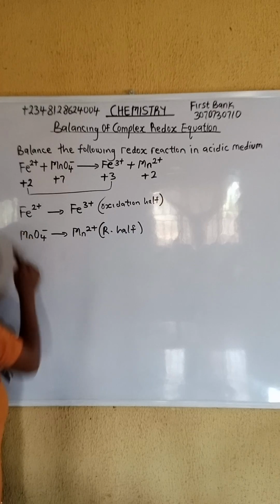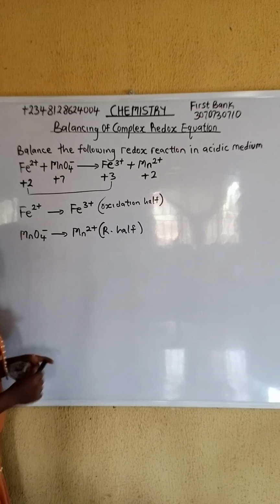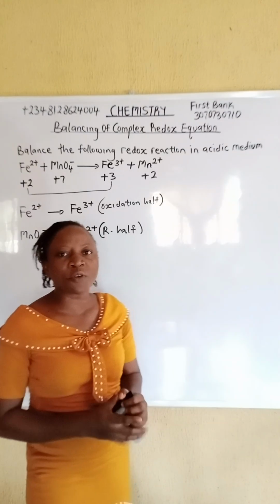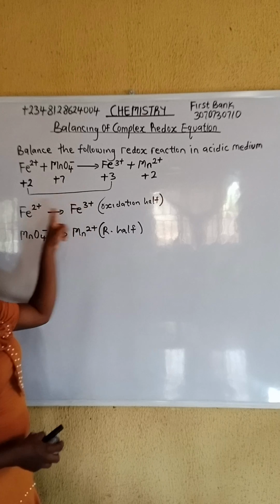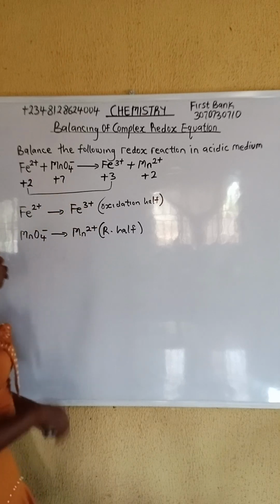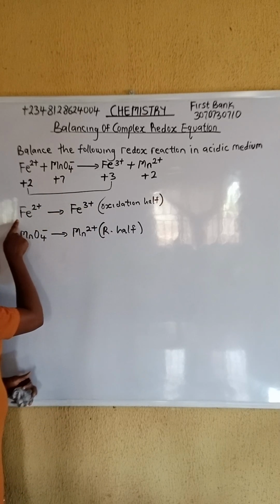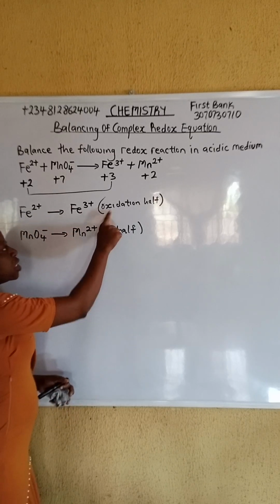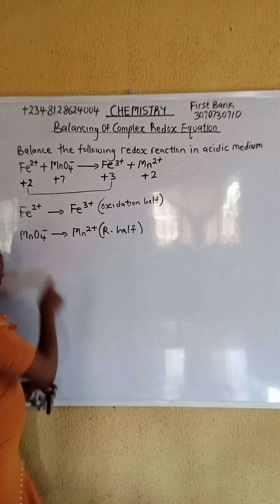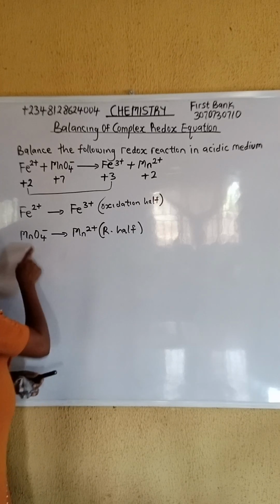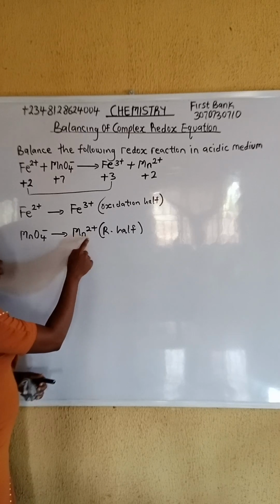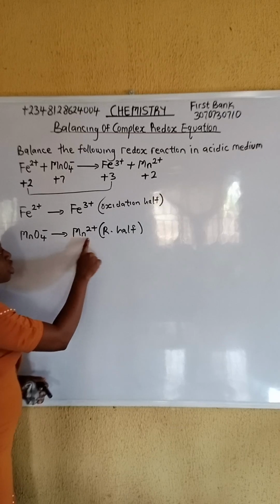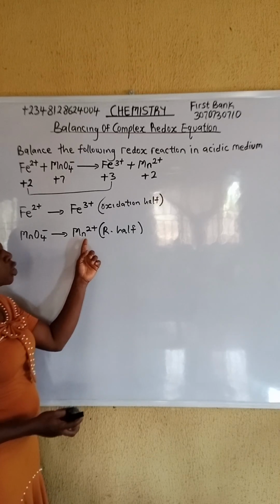Now we have one atom of iron. When you are counting the number of atoms, don't count their charges. So we have one iron at the reactant side and one at the product side. So the oxidation half is balanced. Now let's look at the reduction half. We have one manganese at this side and one manganese at this side. But we have oxygen at this side, and there is no oxygen at the product side.